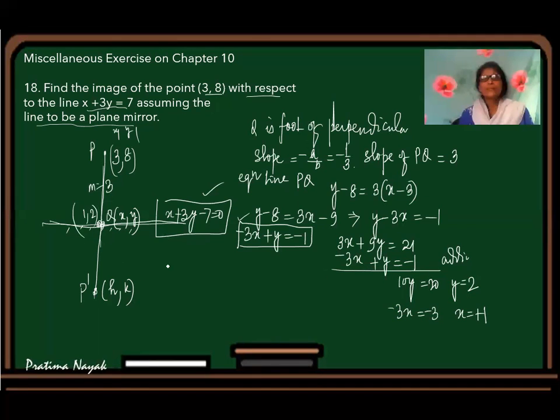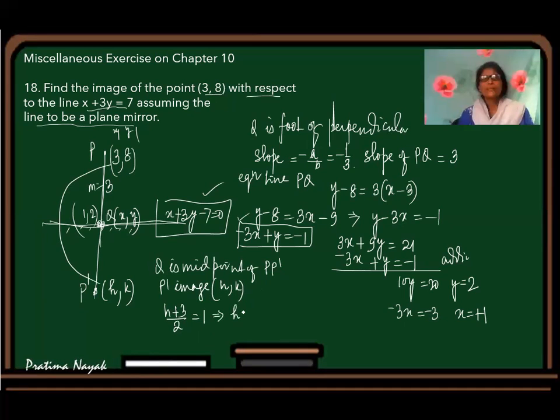Now what is Q? Q is nothing but the midpoint of P dash. Where P dash is the image, and its coordinates I have taken as (h, k). So I'll put the midpoint formula. So (h + 3)/2 = x. What is x? x is 1. So this gives you h. h = 2 - 3, that will be -1.